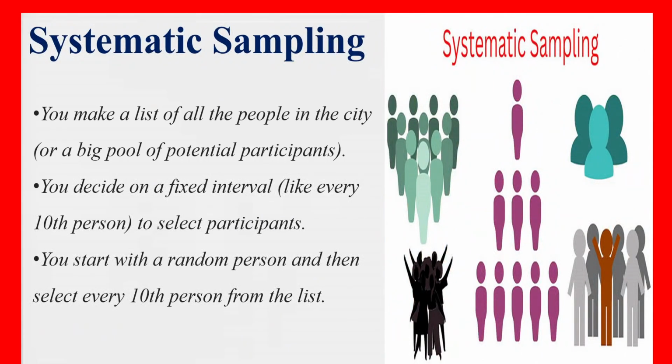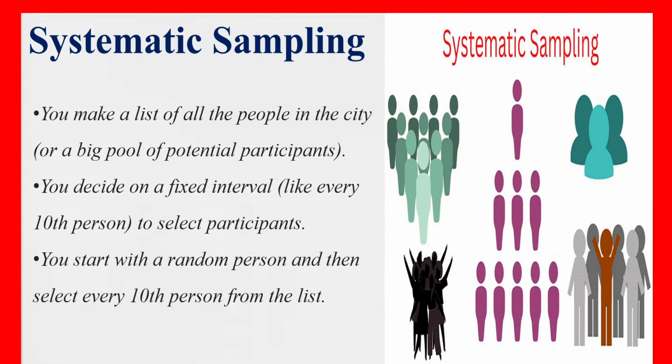Next comes systematic sampling. Systematic sampling is like selecting every 10th person from a list of people in the city. You are still taking a smaller group, but you are doing it in a more organized way. That is, you make a list of all the people in the city. You decide on a fixed interval like every 10th person to select participants, and then you start with a random person and select every 10th person from the list.